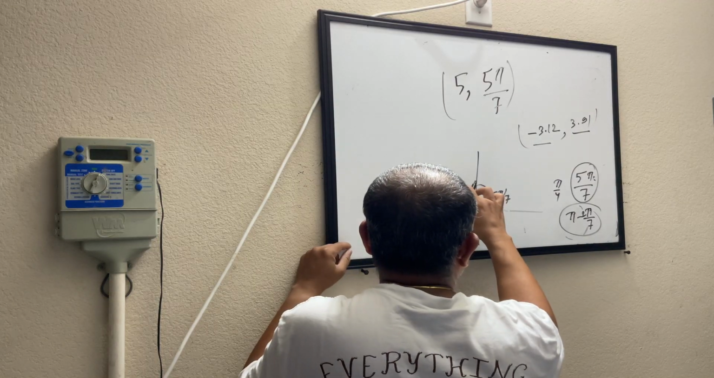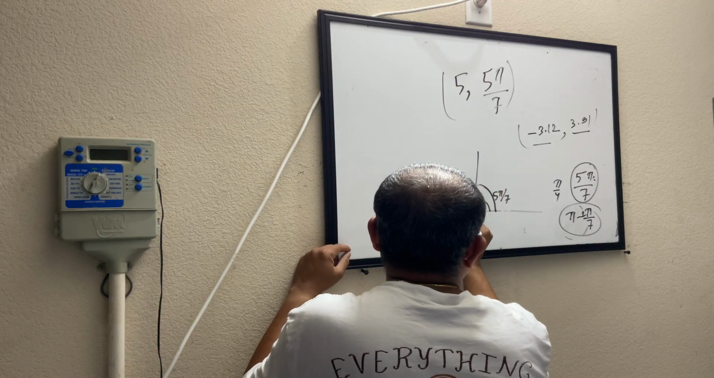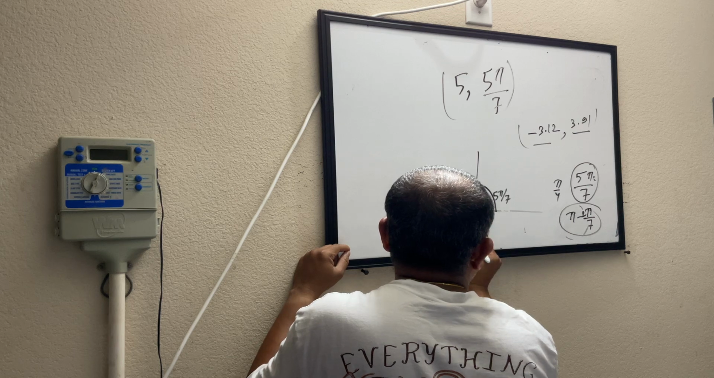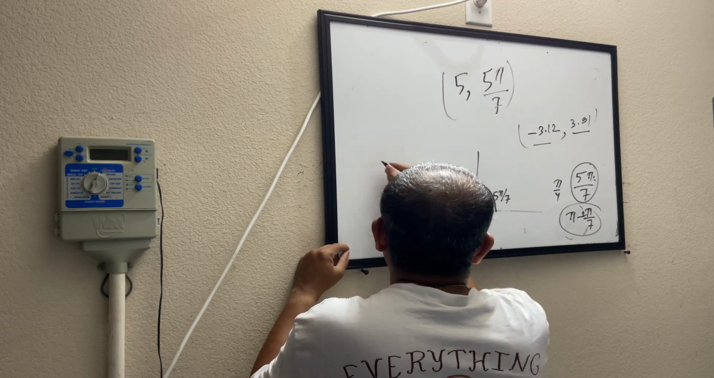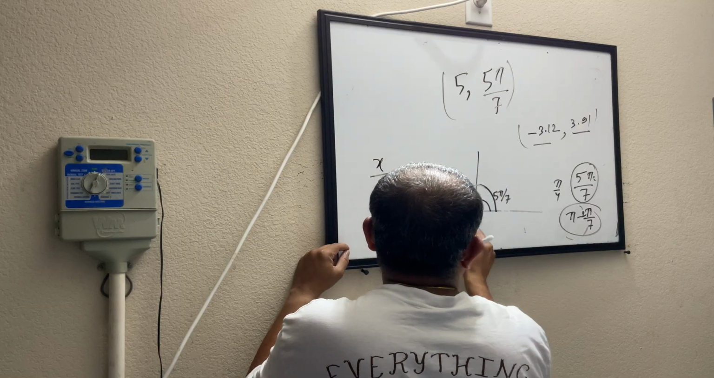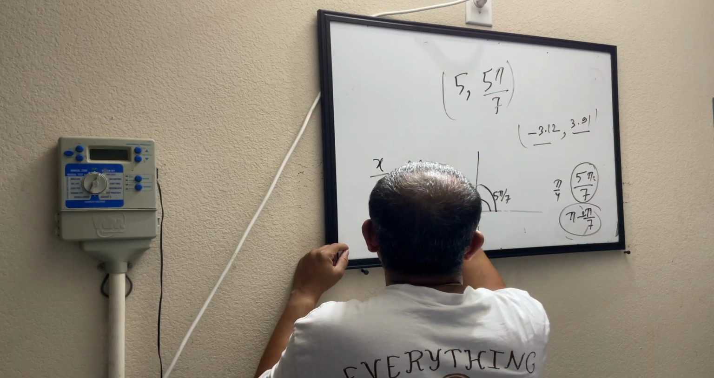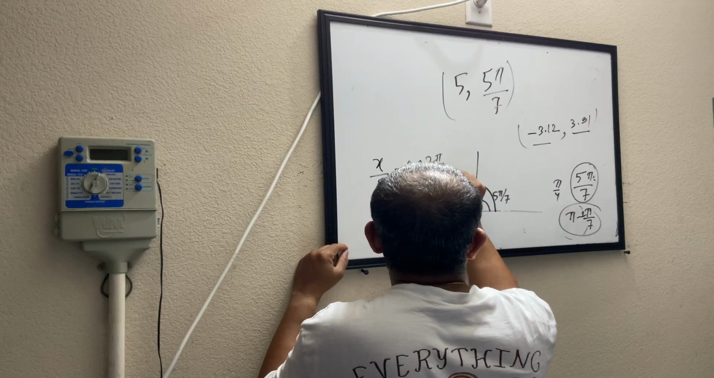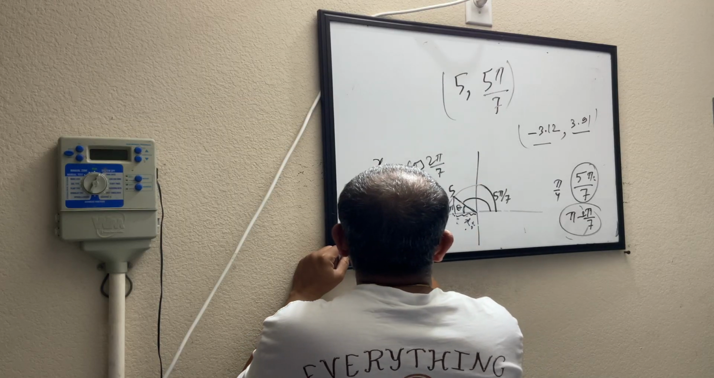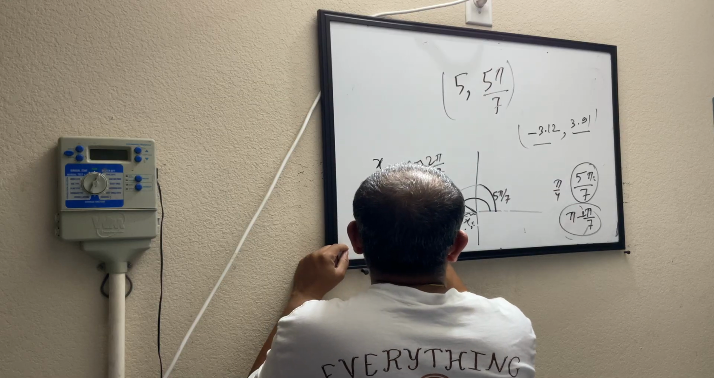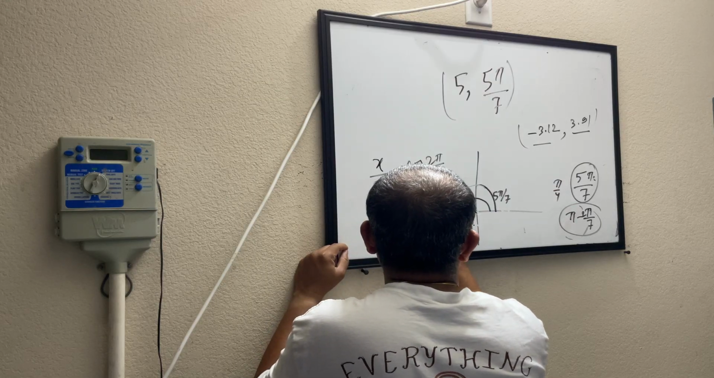So this absolute length is what? So this is y, this is x. Here to here is x. So x over 5 is equal to cos 2 pi over 7, and y over 5 is sine 2 pi over 7.